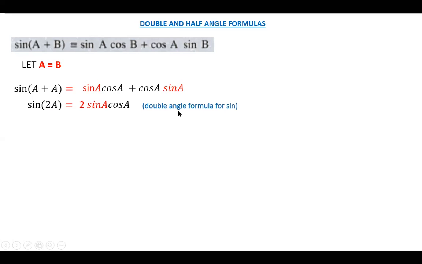You have to know this by heart. If you don't know them by heart, it's better you know how to derive them, because without these, you struggle in solving identities in trigonometry.